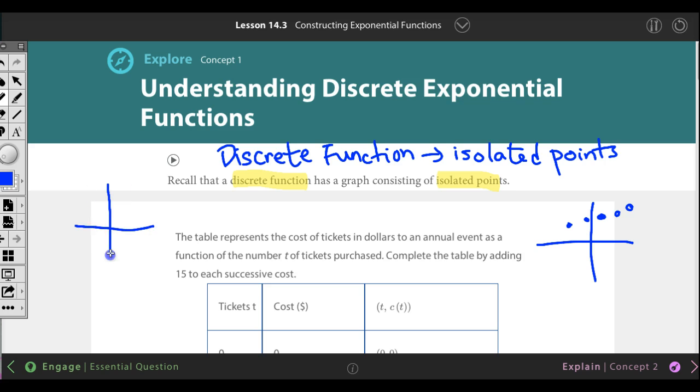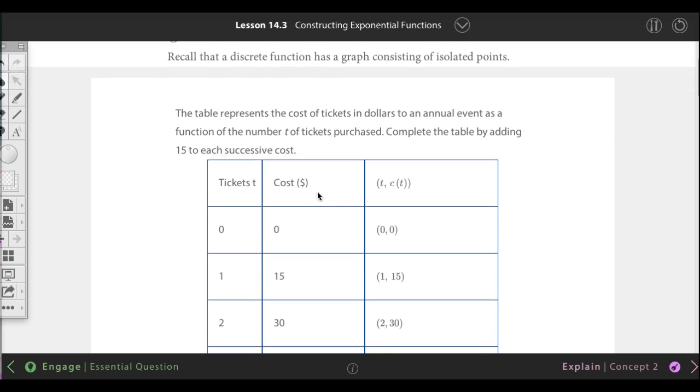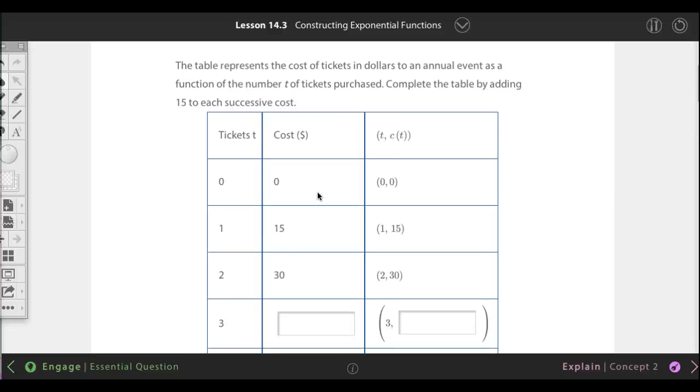Versus if you were to see a graph and it's not dots, it's a straight line, then we call this a continuous function. Okay, so that's it. Discrete function means you have dots. Continuous function means you have a long line and it's all connected, okay? Nothing mysterious.